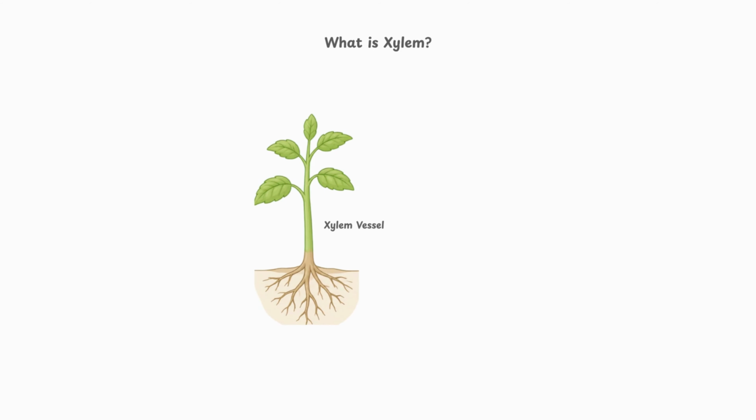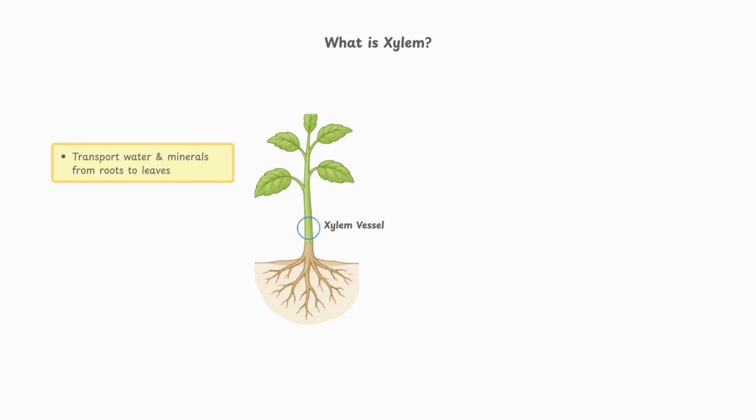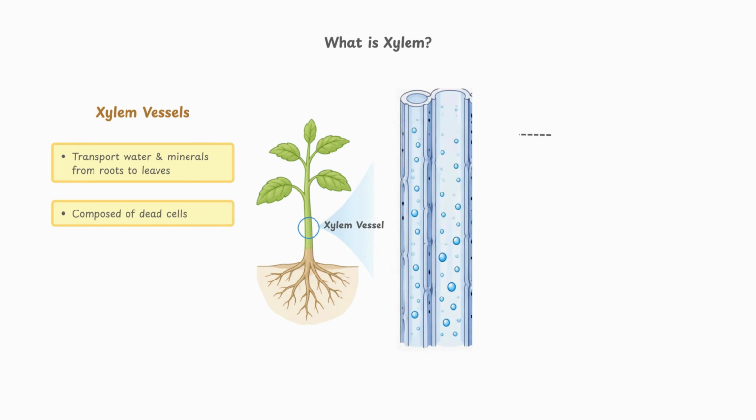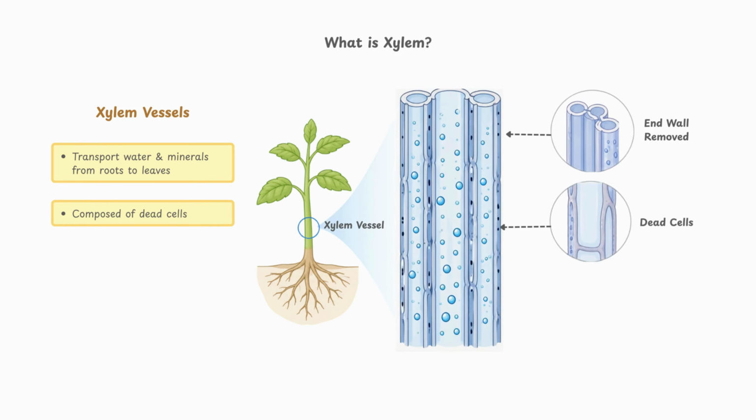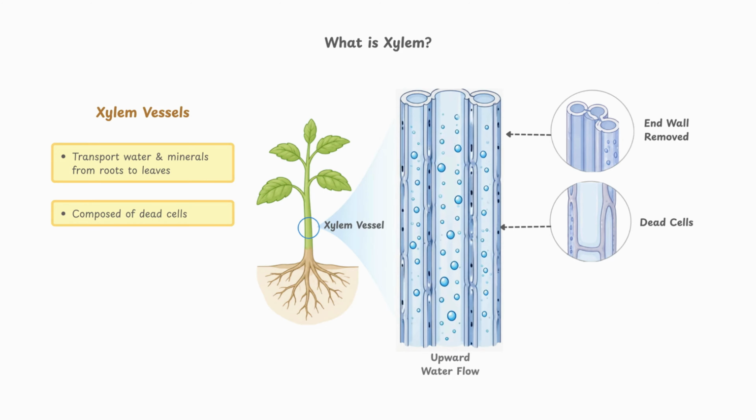Xylem vessels are specialized tubes that move water and dissolved mineral ions from the roots to the leaves. As xylem cells mature, they lose their end walls and cytoplasm, forming long, continuous tubes that allow water to flow freely. This means there are no blockages inside the vessel, so water can move up through the plant more easily.